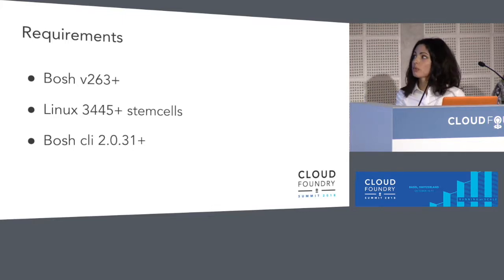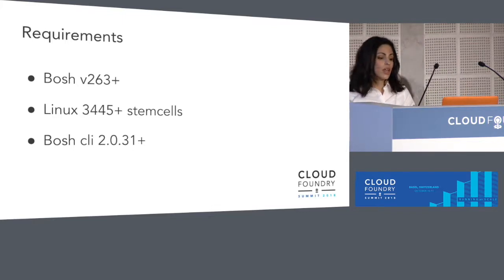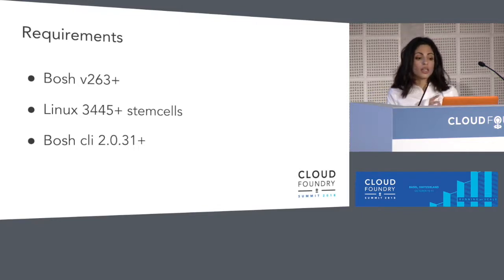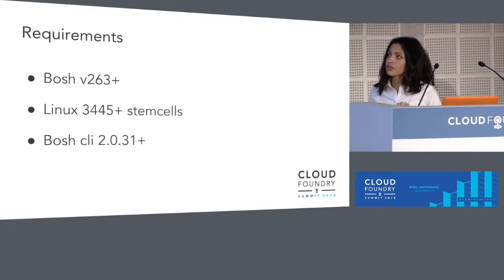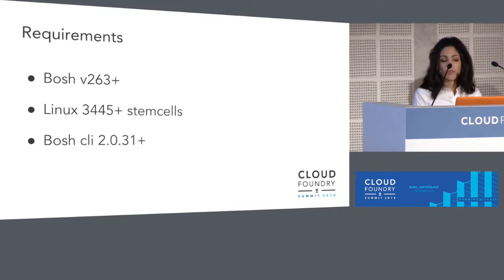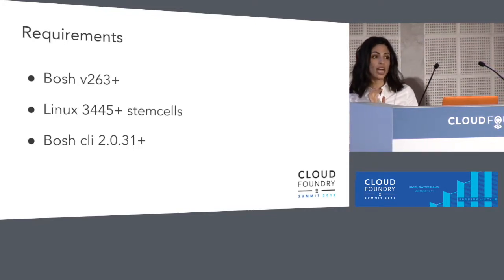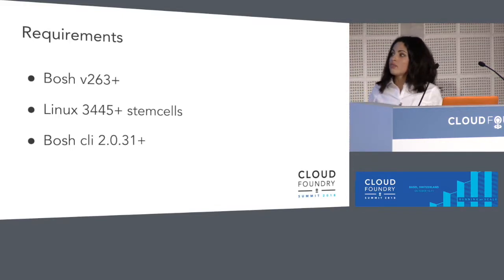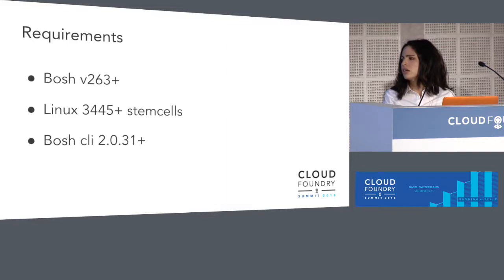Okay, a couple of requirements to keep in mind if you do decide that collocated errands are a good solution for your use case. You will need a version of Bosh Director of 263 and above, and that's to support collocation at the director level. Linux stemcells need a version of 3445 and up, so that you can have a Bosh agent that understands collocated errand jobs at the instance level. Finally, if you want to take advantage of the more granular UX that came in support of collocated errands, you would need a Bosh CLI of 2.0.31 or up. All of these were released in August 2017, so you might already be on them.